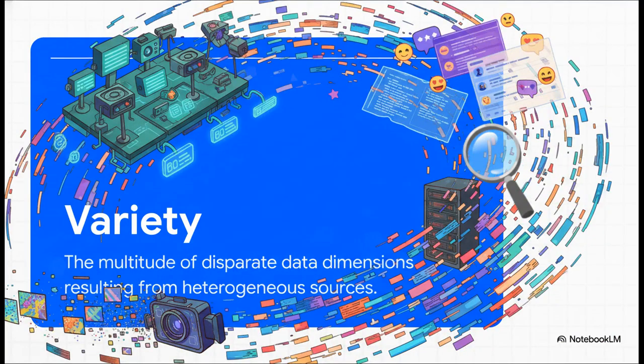The third foundational pillar is variety. Because data comes from literally everywhere, sensors, social media, log files, video cameras, it very rarely arrives in one neat, uniform format. While traditional databases love their neat little rows and columns, big data embraces a multitude of disparate dimensions that come from completely heterogeneous sources.